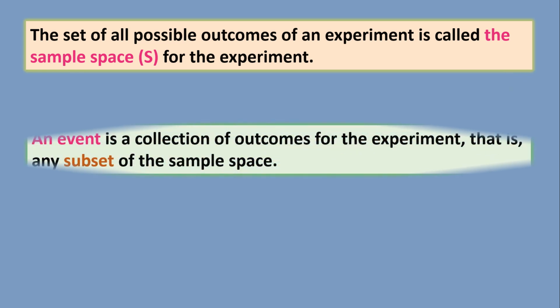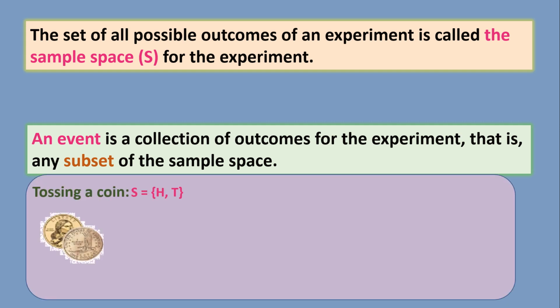What is an event? An event is a collection of outcomes for the experiment. That is, any subset of the sample space. Let me explain this using the same examples we discussed just before. Tossing a coin. The sample space is H and T. So let me define a set E1. It has one element H. So H is in S. Therefore E1 is a subset of S. So E1 is an event of S.